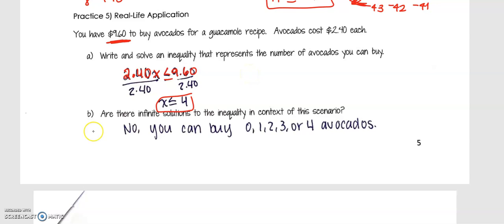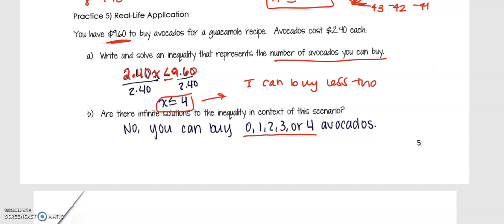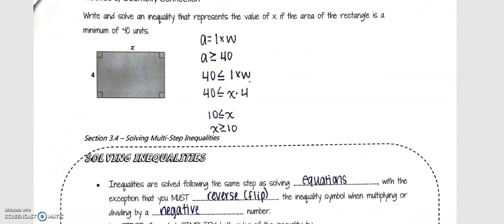It says, are there infinite solutions to the inequality in context of the scenario? No, because I can only buy 0, 1, 2, 3, or 4 avocados. I can't buy negative avocados. And just to back this up here, x is less than or equal to 4. That means to represent the number of avocados, I can buy less than or equal to 4 avocados. Okay? And then let's check out one more word problem here.